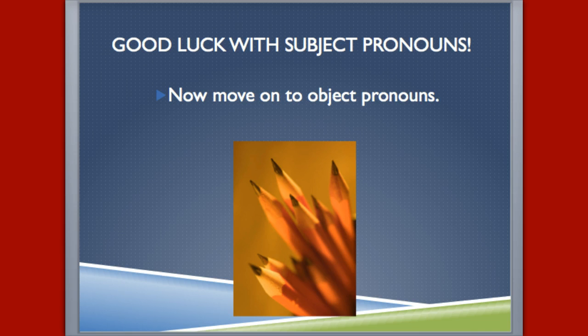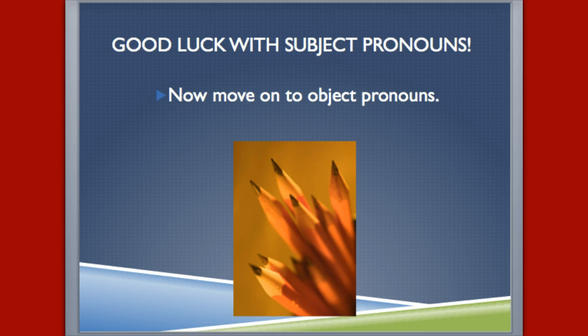Number two, are Sarah and she singing together in the musical, or is it are Sarah and her singing together in the musical? Don't forget that with questions, you can just simply switch them around and you can say Sarah and she are singing, or Sarah and her are singing. Sarah is the subject of the sentence, and so she is the correct pronoun.